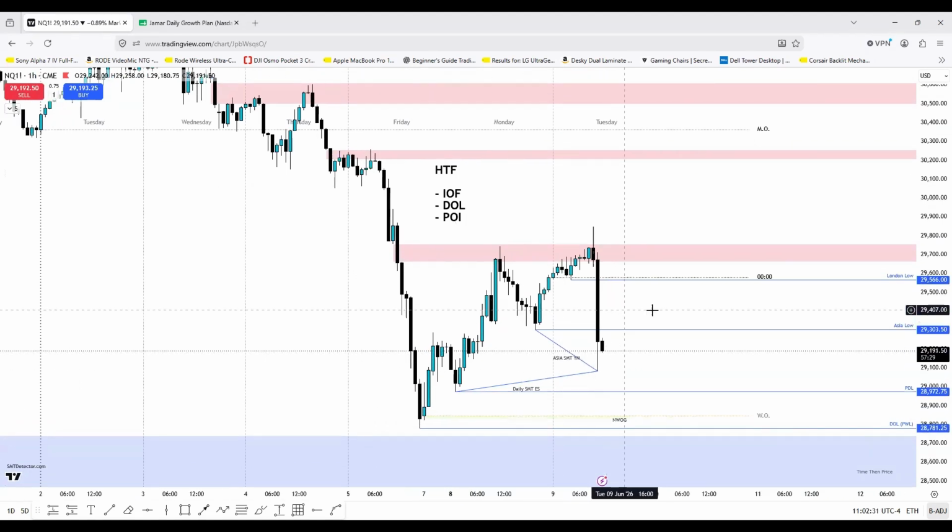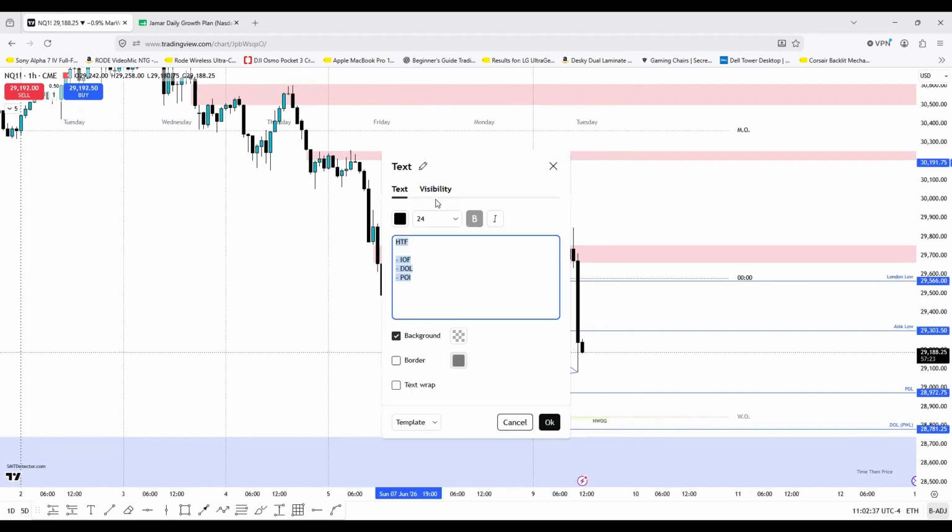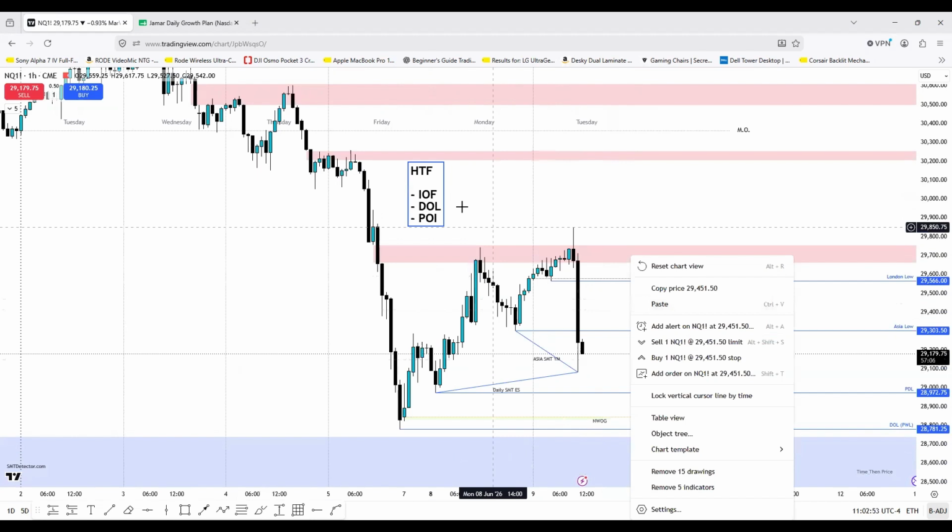And then my point of interest was this bearish fair value gap. So we'll write this down here. Bearish. Draw on liquidity, previous weekly low. Point of interest, 1 hour bearish fair value gap.